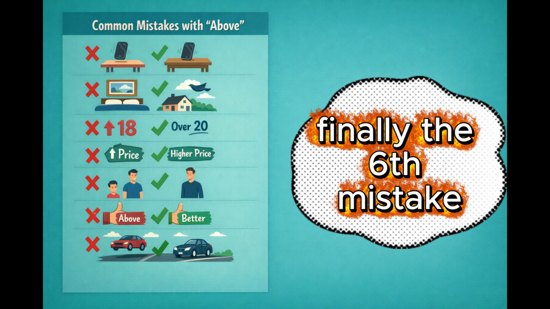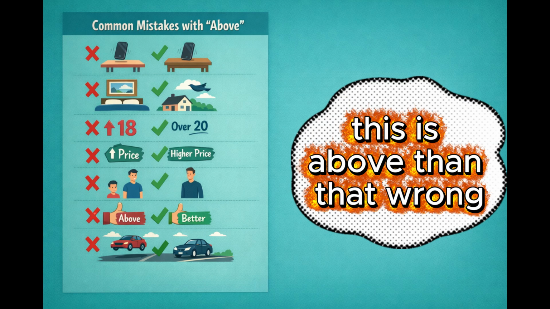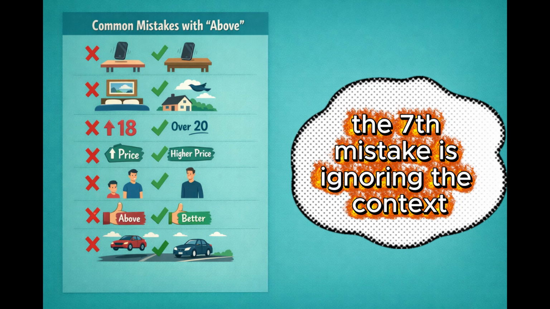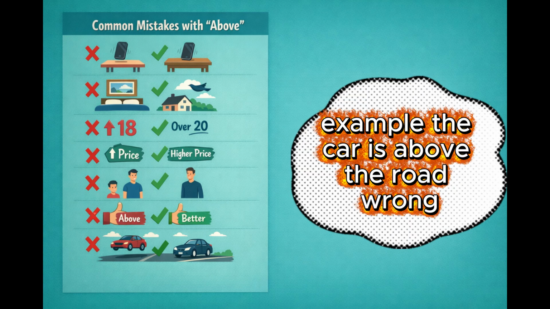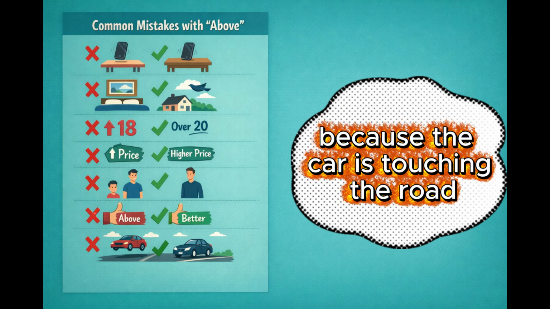Finally, the sixth mistake, using above instead of better. Example, this is above than that. Wrong. This is better than that. Correct. The seventh mistake is ignoring the context. Example, the car is above the road. Wrong. The car is on the road. Correct, because the car is touching the road.